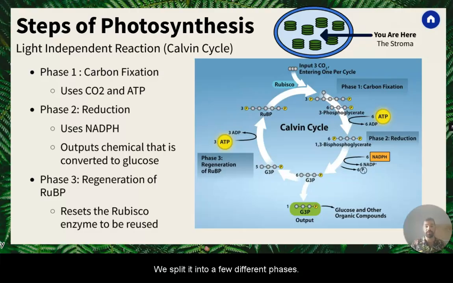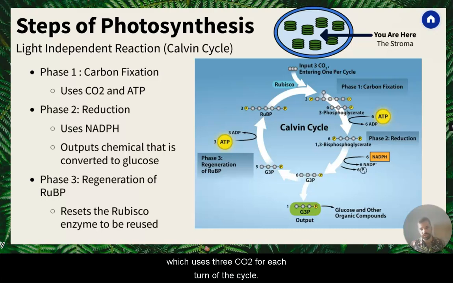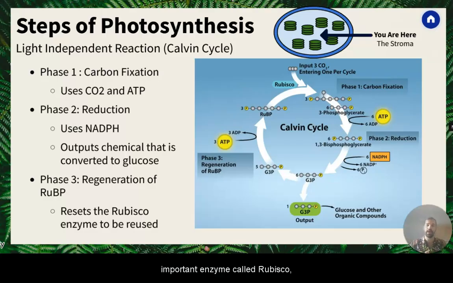We split it into a few different phases. The first is this fixation of carbon, which uses 3 CO2 for each turn of the cycle. You get 2 turns of the cycle for each, like the full photosynthesis equation. But for 3 CO2 going in, with the help of this ever important enzyme called Rubisco, that all gets fixed together to this RuBP molecule.